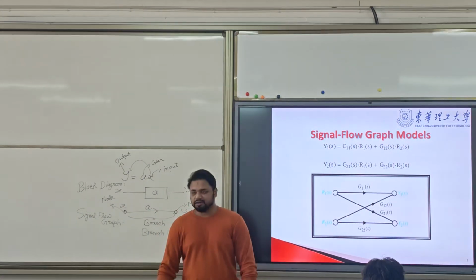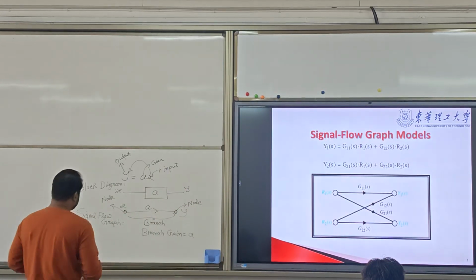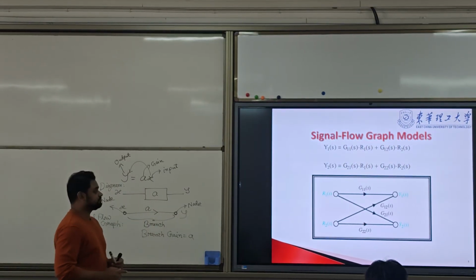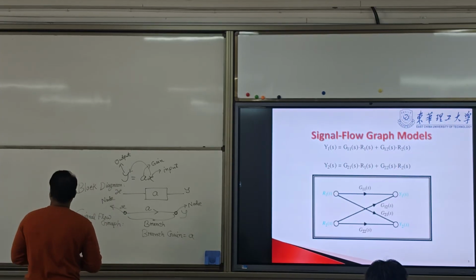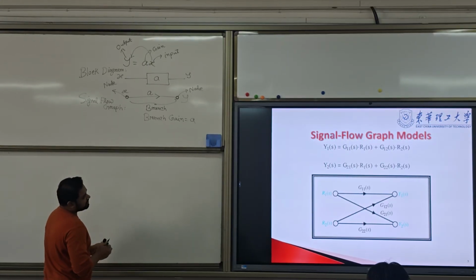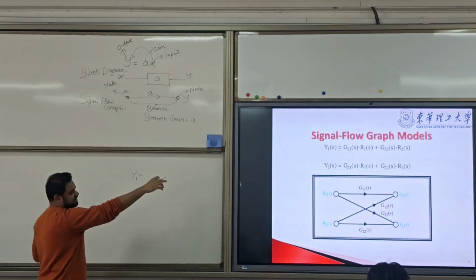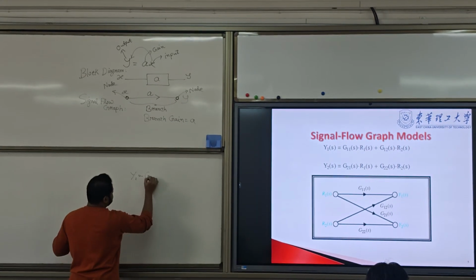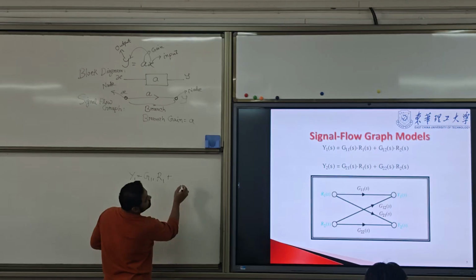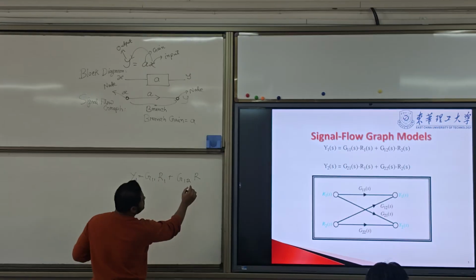Suppose, like this one, I will try to explain. We have two equations. Let's do it here first. I write y1 is equal to, I'm just ignoring s because it will be easier to understand, G11 R1 plus G12 R2.